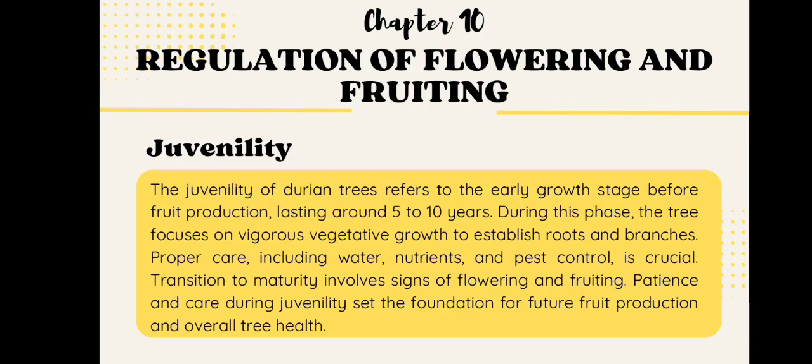Chapter 10, Regulation of Flowering and Fruiting. Let's start with juvenility. The juvenility of durian trees refers to the early growth stage before fruit production, lasting around 5 to 10 years. During this phase, the tree focuses on vigorous vegetative growth, establishing roots and branches. Proper care, including water, nutrients, and pest control, is crucial. Transition to maturity involves signs of flowering and fruiting. Patience and care during juvenility set the foundation for future fruit production and overall tree health.